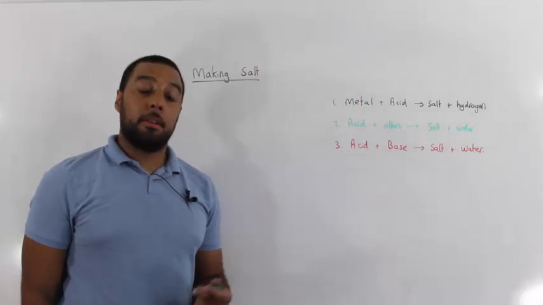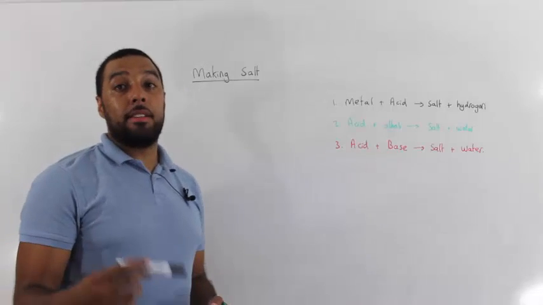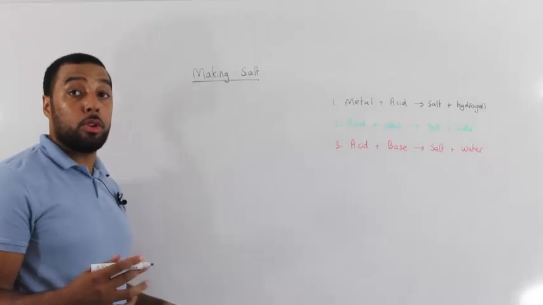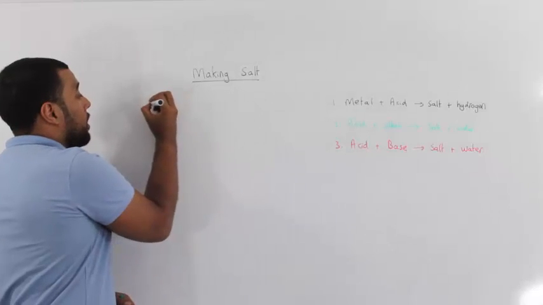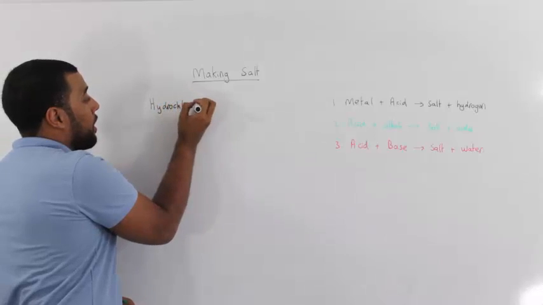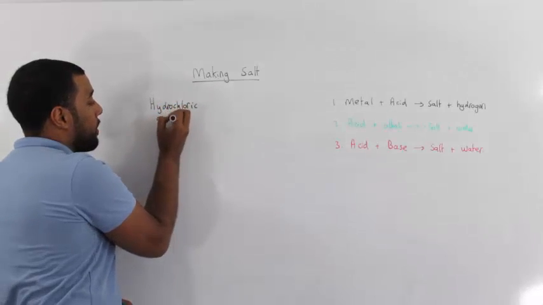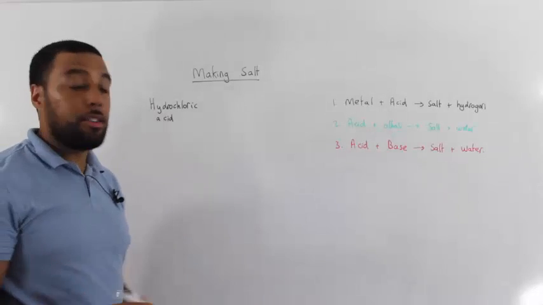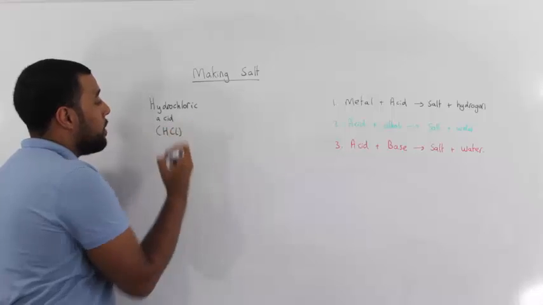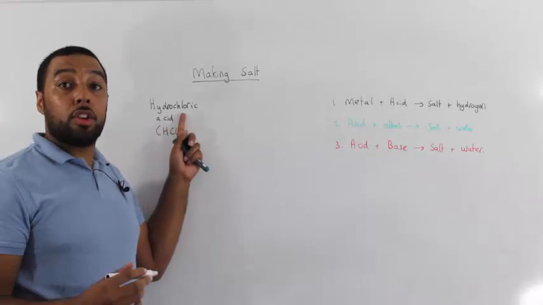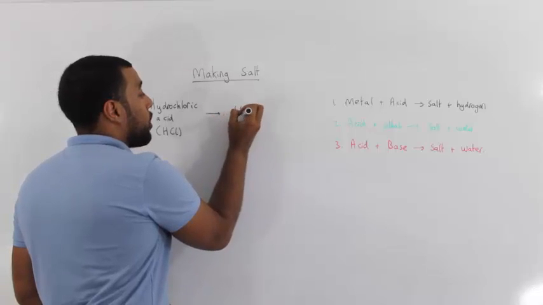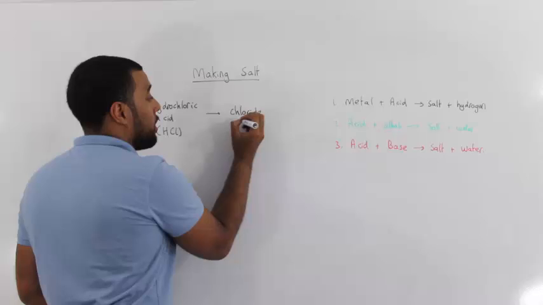Now I spoke to you guys at the beginning about different acids making different salts. And the different acids that you guys will come across are hydrochloric acid. And the formula for hydrochloric acid is HCl. Now when we use hydrochloric acid, we make a chloride salt.